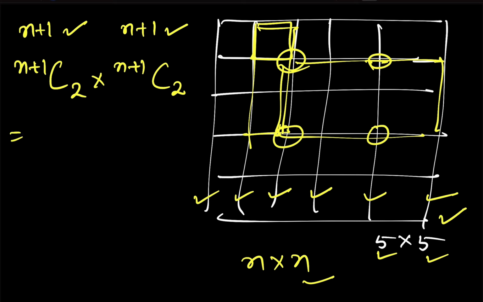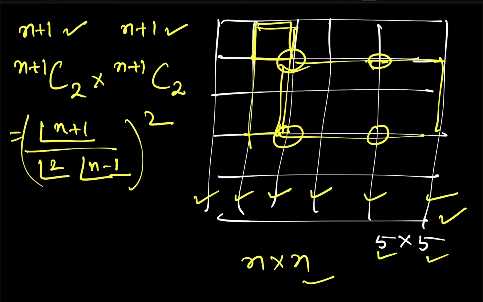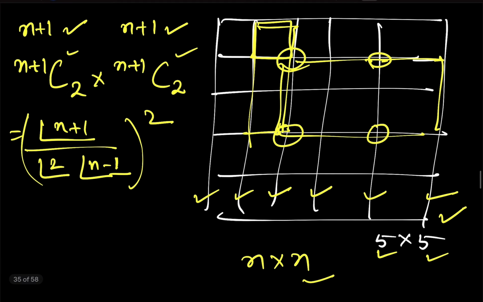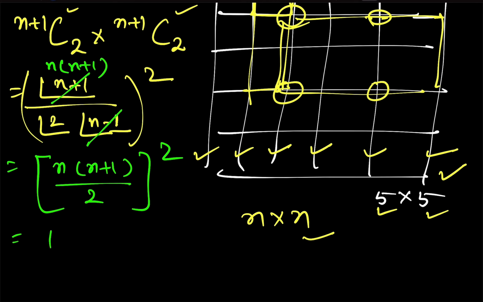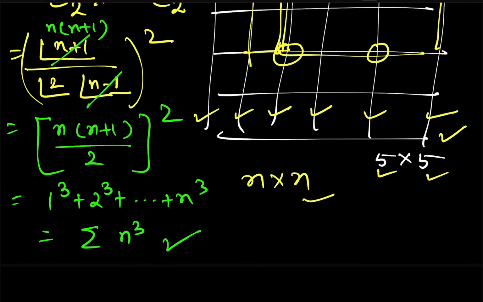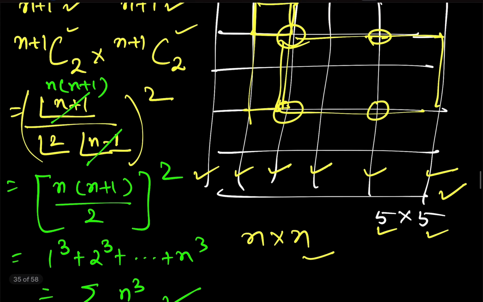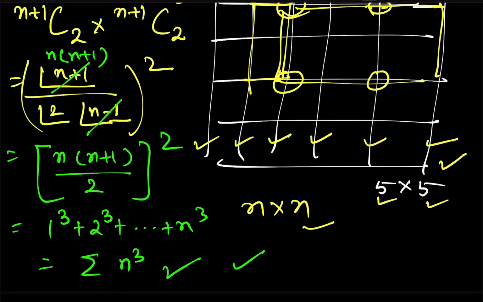That will give you n plus 1 factorial by 2 factorial into n minus 1 factorial, and it will be a whole square because these two are the same. Further calculating it, you can see that this gets cancelled. So it is n into n plus 1 by 2 whole square, and we know that this is actually the formula for the expansion 1 cube plus 2 cube plus up to n cube. So I hope I have cleared this result also. Thank you.